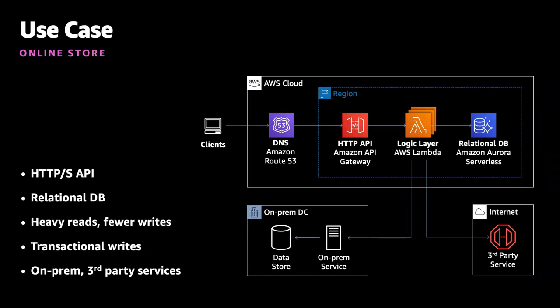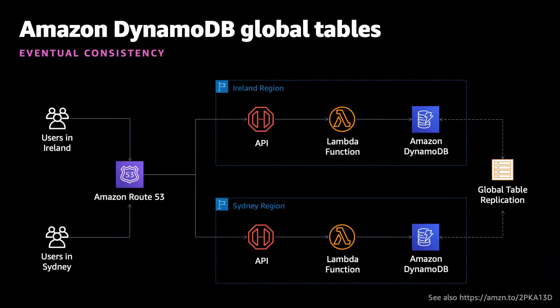Hi, everyone. Building and successfully running a global active-active architecture is hard. In this session, we will address only one specific use case, an online store processing relational data with heavy reads and fewer writes. DynamoDB is typically used to replicate data across regions with eventual consistency.